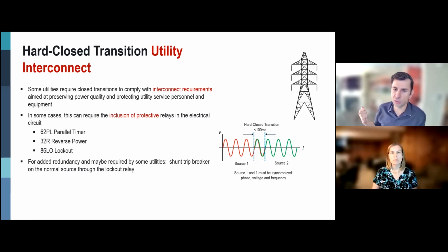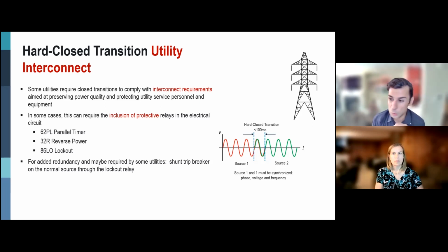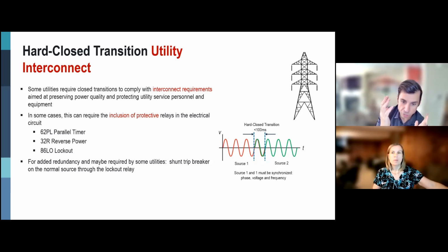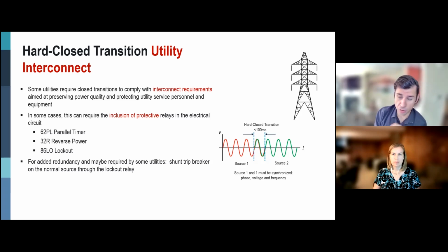In case the transfer switch control fails, we have a backup. You might also have a reverse power relay, because if we see a certain amount of kW going back to the utility for some amount of time, we want to do something. And then there's a lockout, the 86 lockout, which we can use either to indicate some alarms or to shunt trip the utility breaker in case we're parallel for more than 100 milliseconds. So again, for hard close transition, please pay attention to the code, to the utility and the intertie agreement.